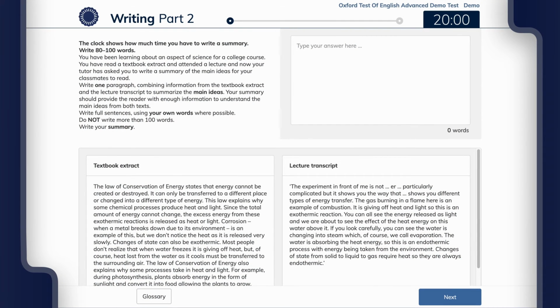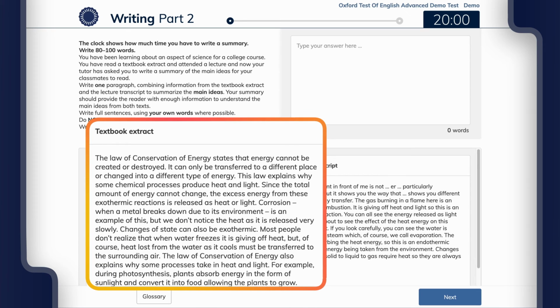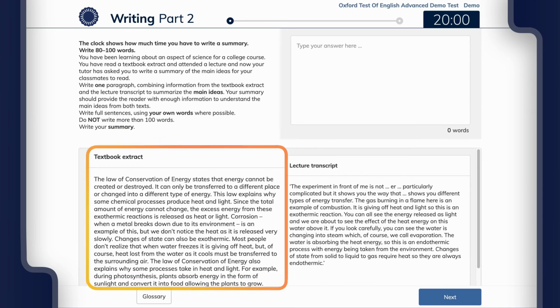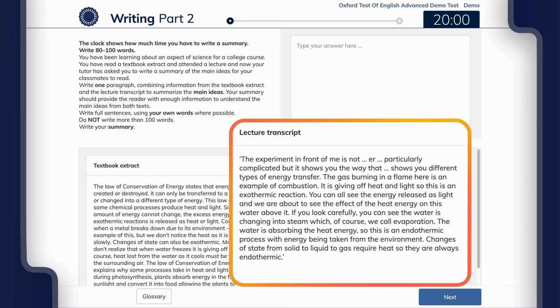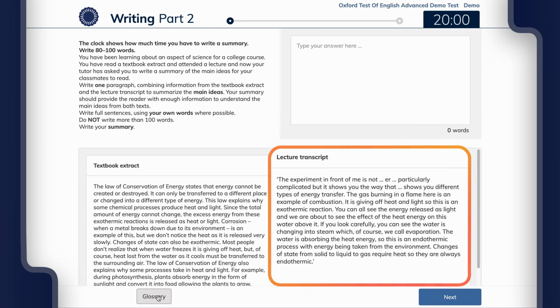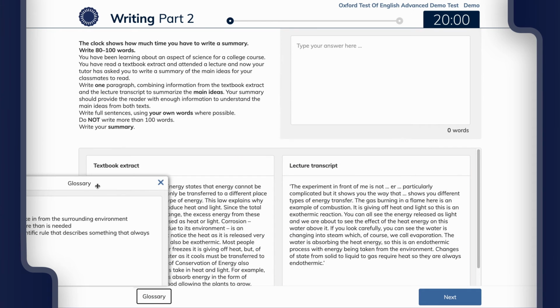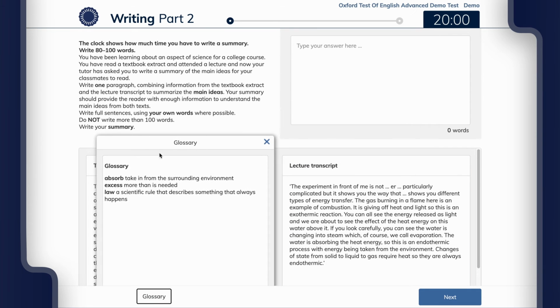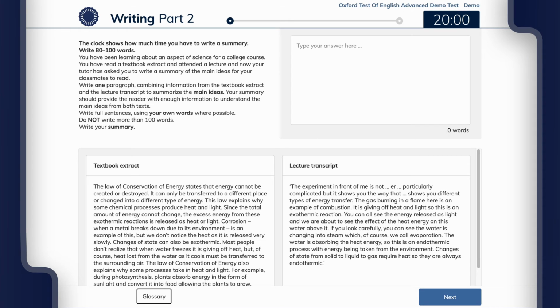You'll read 2 texts on the same topic from different sources. One text is an extract from a textbook. The other text is a transcript of an extract from a lecture. There is a glossary to help you understand some of the words that are used in the texts. You need to read both texts, identify the main ideas and supporting details in each one, and then combine the information in a summary using your own words where possible.